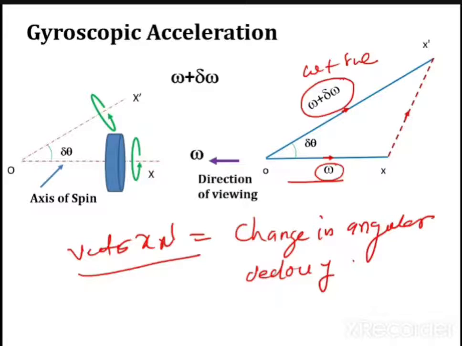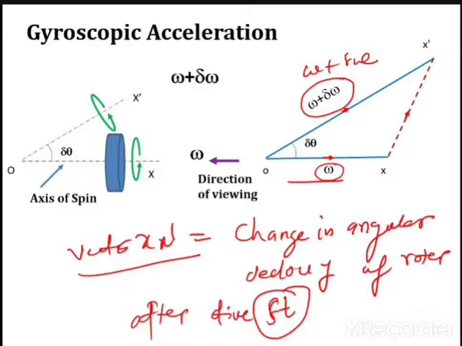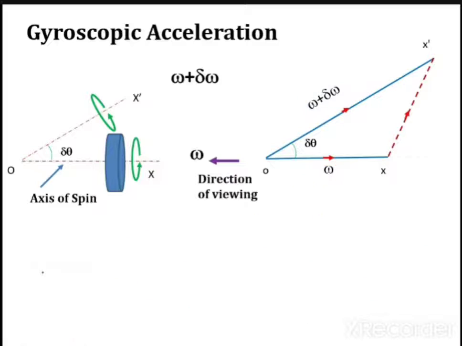Change in angular velocity of what? Of the rotor. Of the rotor means what? This disk. And it is very important to understand that this is after a time del t. So after time del t, x dash represents the change in angular velocity. Now, this vector x dash will have two components. Now I have to resolve this. Can anybody tell me what the two components are?